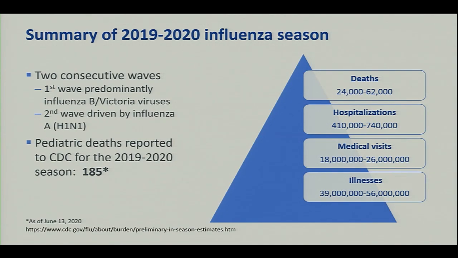As was presented this morning, the influenza season that just concluded was characterized by an initial wave that was predominantly influenza B, followed by a later wave of influenza A, H1N1. As of June 13th, 185 deaths of children associated with laboratory-confirmed influenza have been reported to CDC. CDC estimates that in the 2019-2020 season, there were, due to influenza, millions of illnesses and medical visits, hundreds of thousands of hospitalizations, and tens of thousands of deaths.